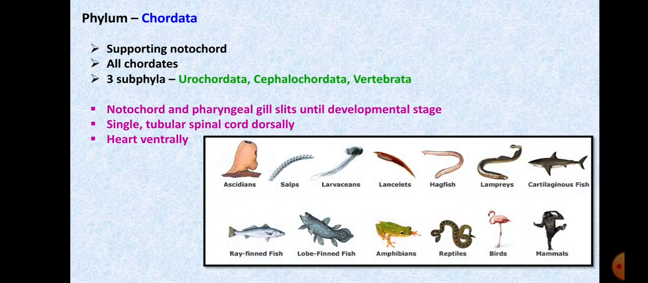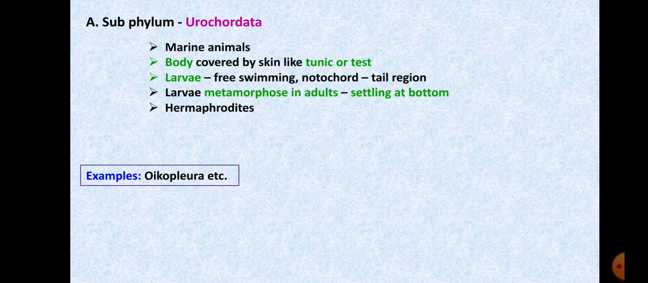These are the various organisms included in the phylum Chordata. Okay. The first subphylum of phylum Chordata is Urochordata. Uro means the tail portion. Okay, so hence it is Urochordata.